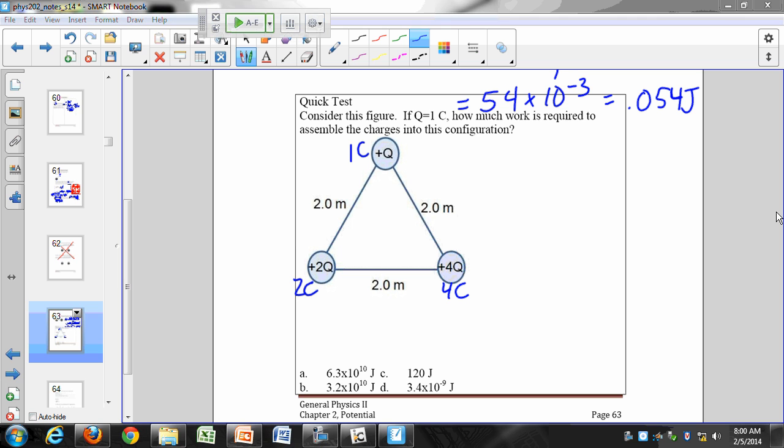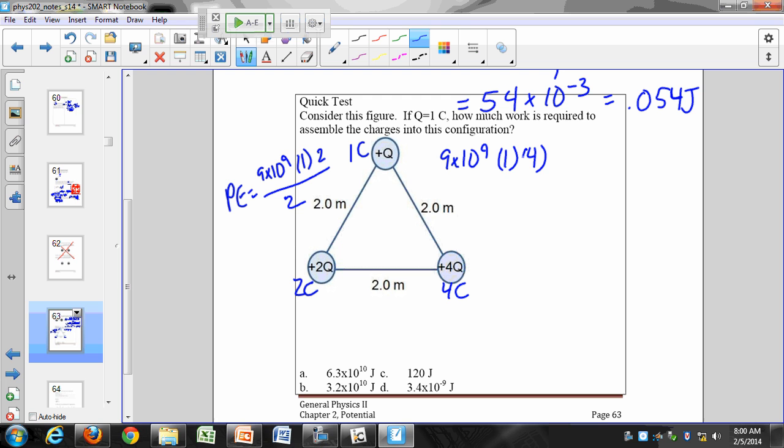So we want to take our three combinations. The potential energy of this combination is going to be 9 times 10 to the 9th times 1 times 2 over 2. This one's going to be 9 times 10 to the 9th times 1 times 4 over 2. And this one is 9 times 10 to the 9th times 2 times 4 over 2. Pretty easy numbers to work with.